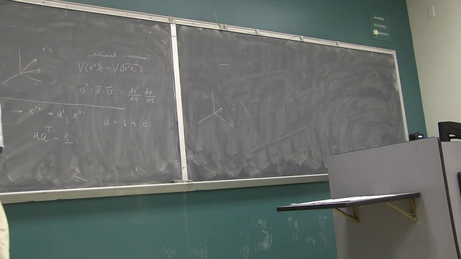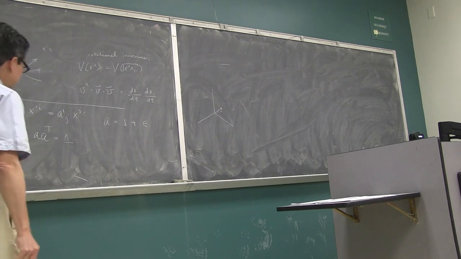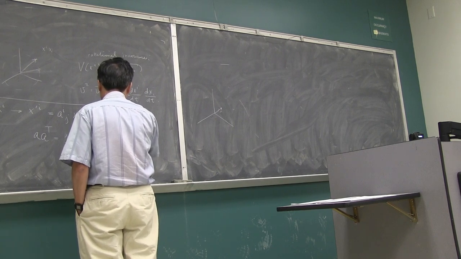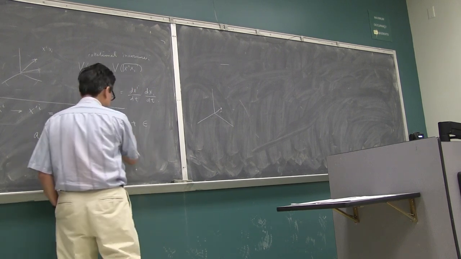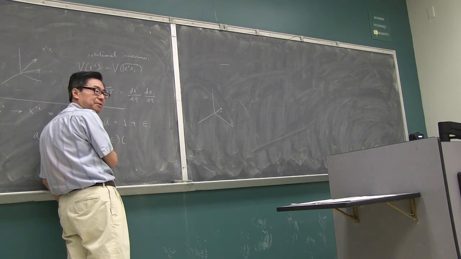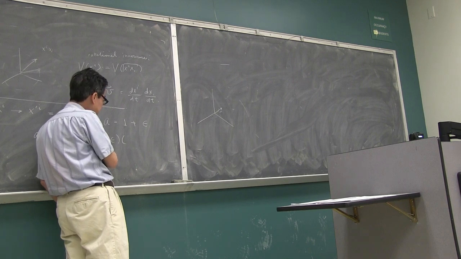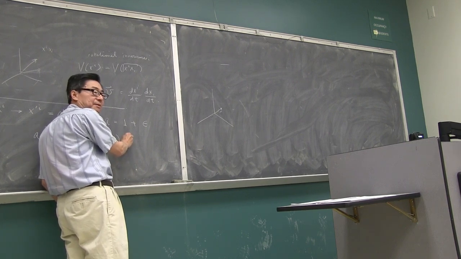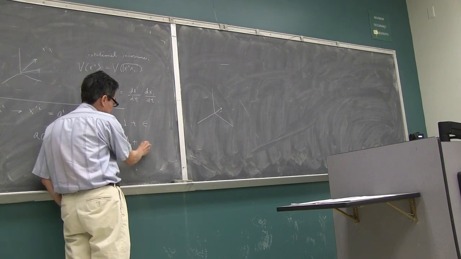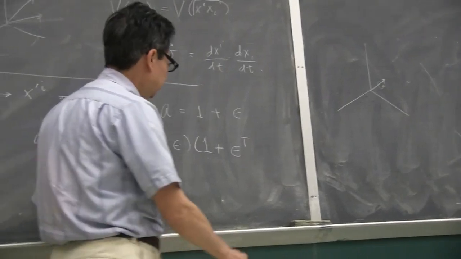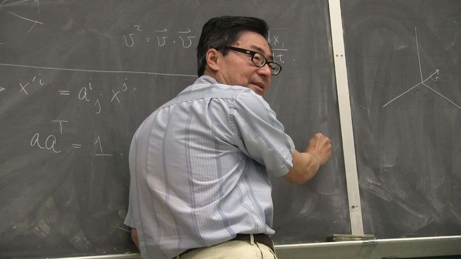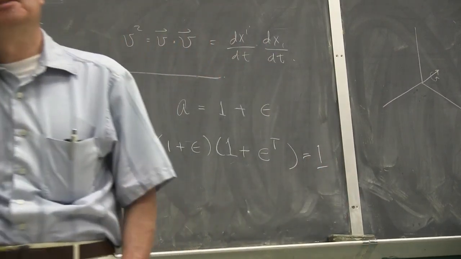Now I impose this condition, right? A times A transpose is equal to the identity matrix. So I have (1 plus epsilon) times, the transpose is, how do I write the transpose? The transpose of a sum is equal to the sum of the transposes. What is the transpose of the identity matrix? Itself. Right? Now I don't know what epsilon is yet, so I'm just going to write epsilon transpose, is equal to what? By requirement of orthogonality? 1. Okay? So far so good?